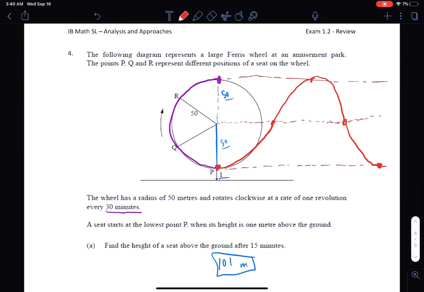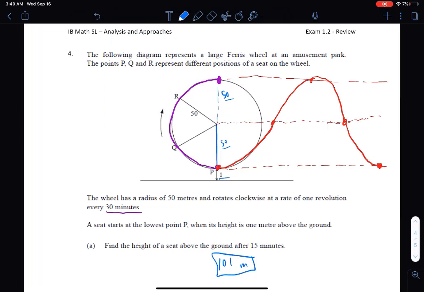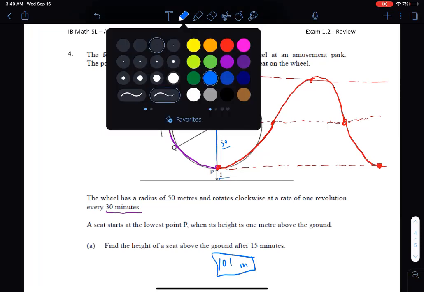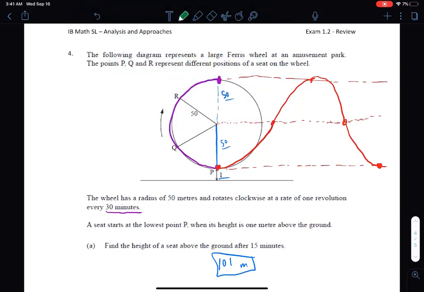So they want to know the height after 6 minutes. Well, it takes 15 minutes to get to the very top. 6 minutes is going to be quite a bit less than that, less than a third of that anyway. Let's change this color to something I can see, maybe green. So it'll be maybe right here or something. I don't really know. That's how far it rotates after 6 minutes. So how far off the ground is that?